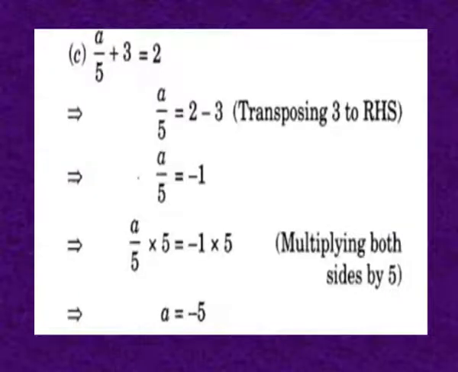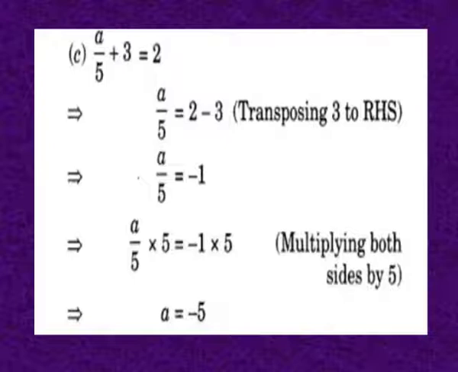C subdivision, a by 5 plus 3 is equal to 2. Consider our LHS, a by 5 plus 3. Firstly, we are transposing plus 3 from LHS to RHS so that its sign has changed and it becomes a by 5 is equal to 2 minus 3. Now, 2 minus 3 is minus 1. Thus, our equation becomes a by 5 is equal to minus 1.